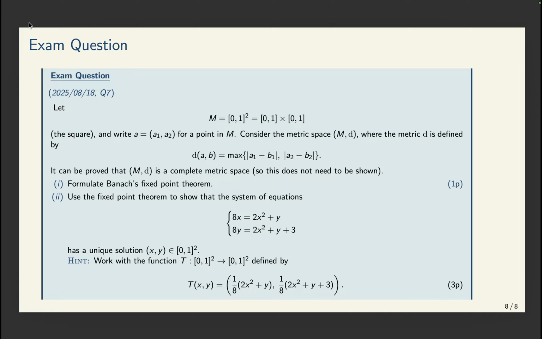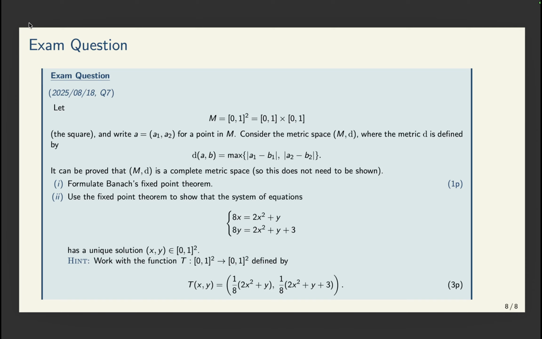And this is interesting. You are not supposed to prove it. It can be proved that M, this square with the metric d defined in the line above, is a complete metric space. So this does not need to be shown. You're not supposed to show this is a complete metric space. The designer of the question is granting you that.